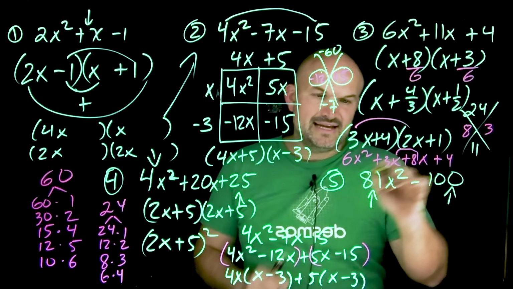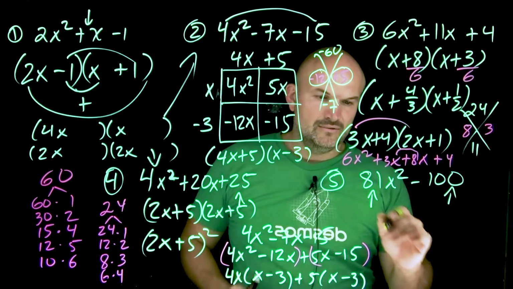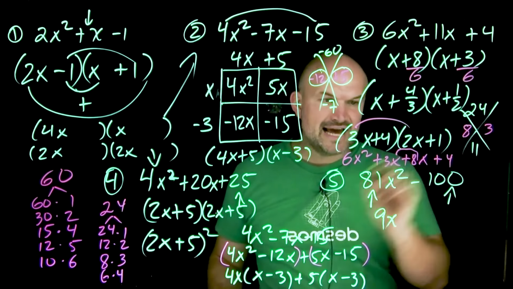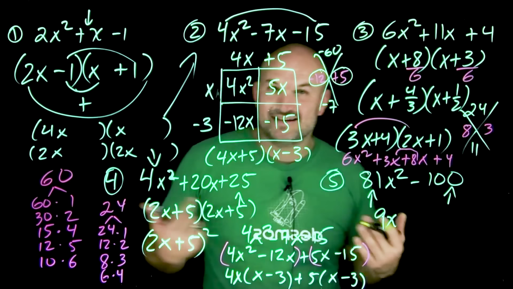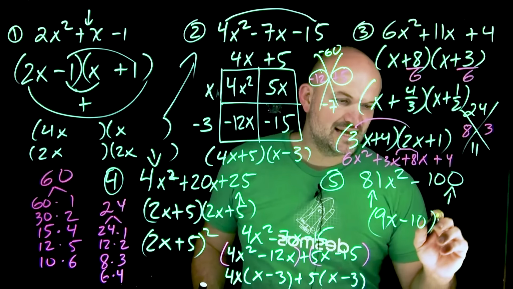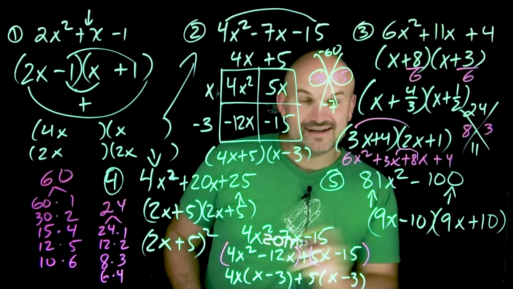So again, saying this, what number multiplied by itself is going to give me 81? Well, that's going to be 9. What number multiplied by itself gives me x squared? That's x, right? And then 10, what two numbers multiplied to give me a negative 10 but add to give me 0? Well, that has to be a negative 10 and a positive 10. 9x minus 10 and 9x plus 10. Voila. And there it is in your factored form.